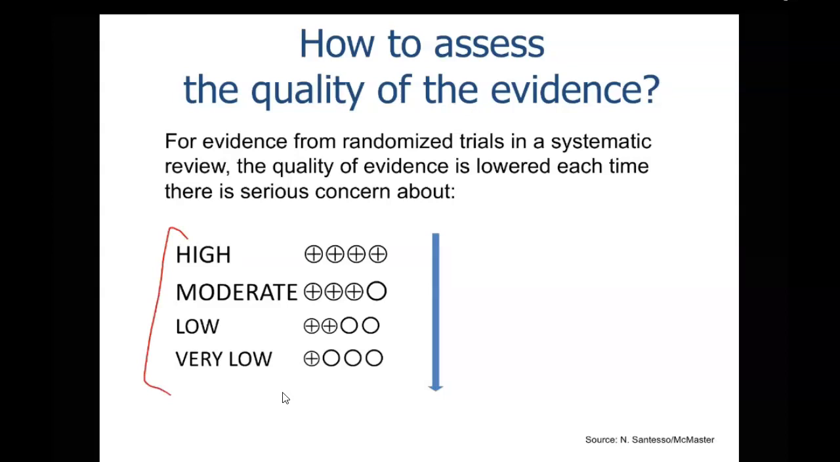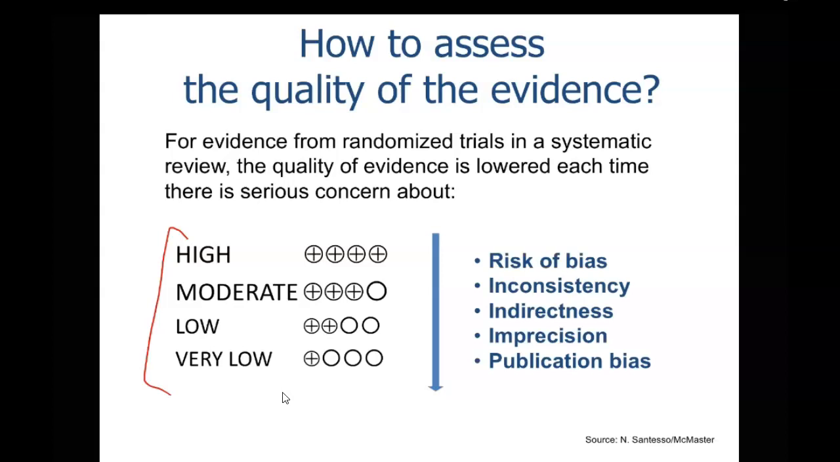So for evidence from randomized trials in a systematic review, the quality of evidence is lowered each time there's serious concern about 5 categories. And I'm going to tell you what they are, because those are going to be important for you to look for, the kind of language, the kind of way the writers in the review are writing about it as you produce your summary. And so here are those 5 categories, and I'm going to go into a little bit of detail on each of those. Risk of bias, inconsistency, indirectness, imprecision, publication bias.